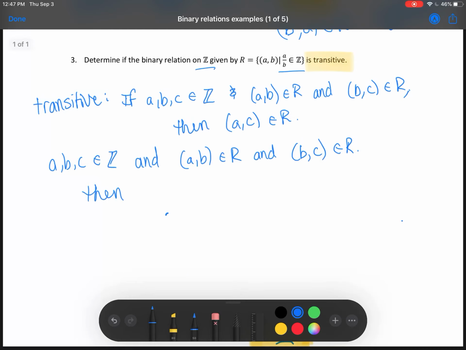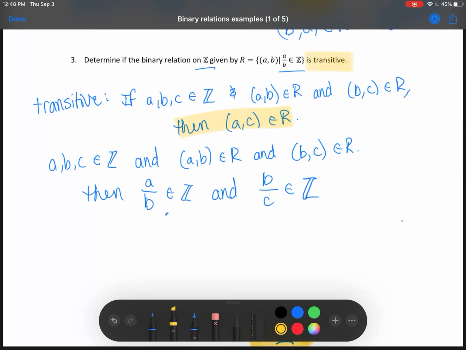All right, so then we know that A divided by B is an integer, and since this ordered pair is also in the relation, we can say that B divided by C is an integer, or that it exists in the relation. So we have A divided by B, whatever that is, an integer, and B divided by C is an integer. All right, and what we want to know is this final part of the definition of transitive, is that satisfied?